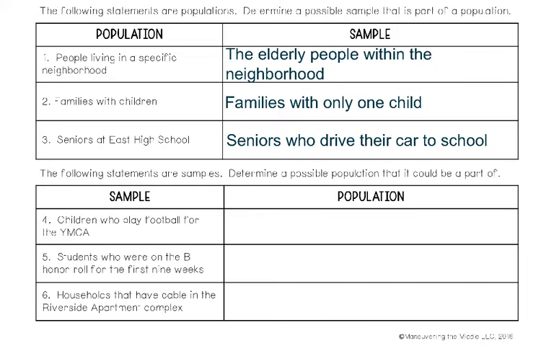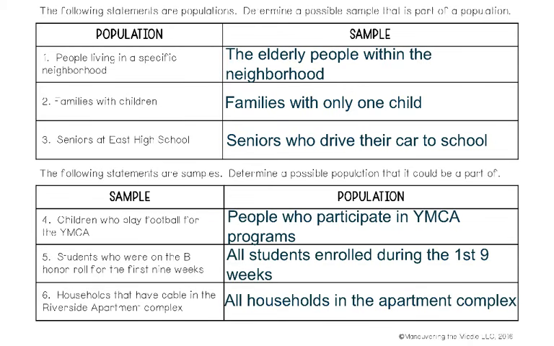The next example shows you some samples. What are some possible populations they could be a part of? I'll go first. If the sample is kids who play football for the YMCA, the population could be people in general who participate in YMCA programs. So take a second, see if you can come up with something that could be a population for these two samples below. Pause the video now and press play when you're ready to check.